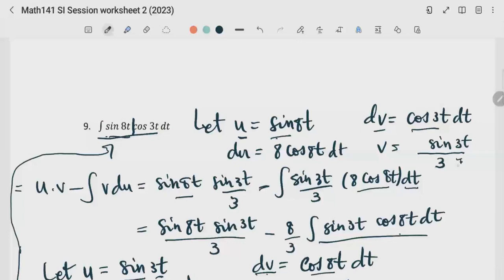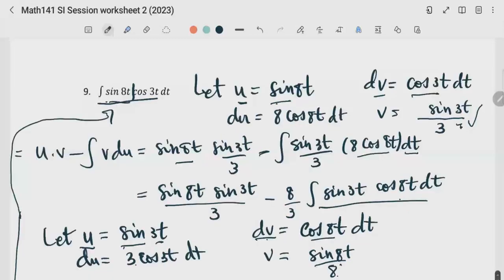No, because we're doing the integral. The integral of course is sine, right? But the derivative of course is negative sine. So here we are looking for the integral. So this is correct here, because when you differentiate sine 3t over 3, you have cos 3t.